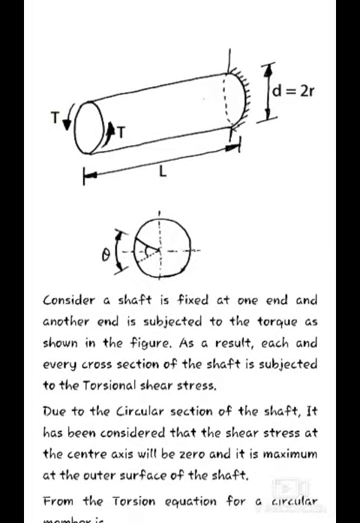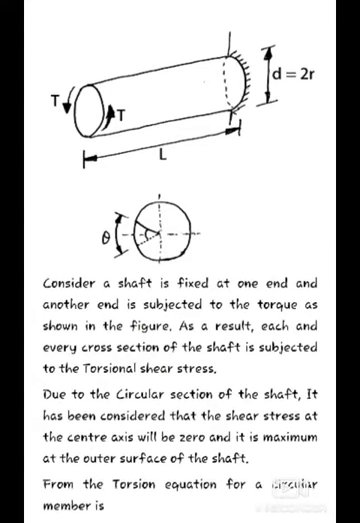Consider a shaft fixed at one end and the other end subjected to a torque as shown in the figure. As a result, each and every cross-section of the shaft is subjected to the torsional shear stress. Due to the circular section of the shaft, it is considered that the shear stress at the center axis will be zero, and it is maximum at the outer surface of the shaft.